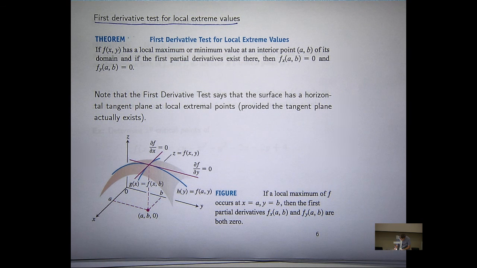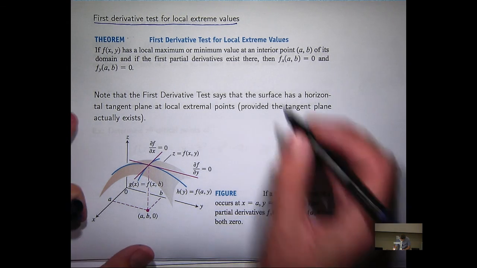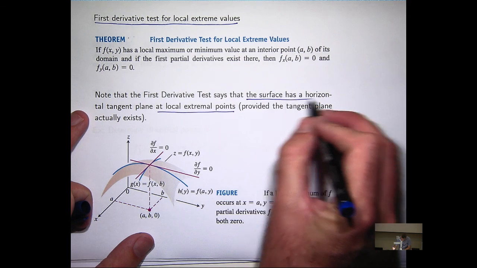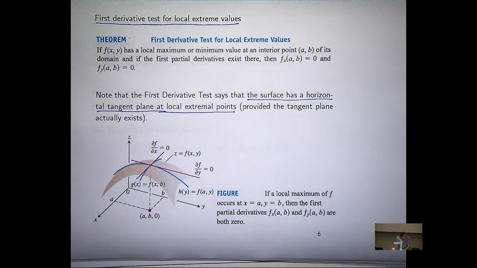Now this is an important concept, but how can I put this? Let's look at it geometrically. Essentially what this says is that at local extremal points, the surface has a horizontal tangent plane, provided, of course, the tangent plane exists.